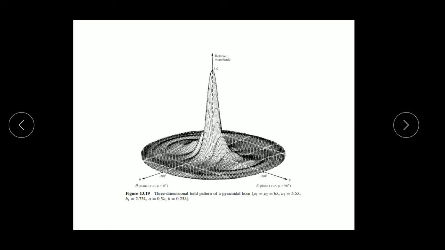This is the 3D pattern when rho 1 equals rho 2 equals 6 lambda, A1 equals 5.5 lambda, B1 equals 2.75 lambda, A equals 0.5 lambda, and B equals 0.25 lambda.